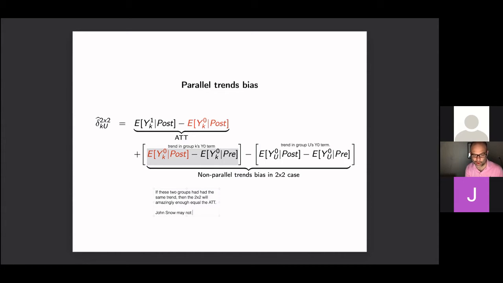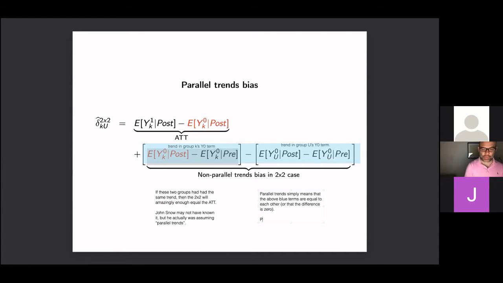Jon Snow may not have known it, but he actually was assuming parallel trends, right? That's what this is called right here. This right here is called parallel trends. Parallel trends simply means that the above blue terms are equal to each other, or that the difference is 0, right?